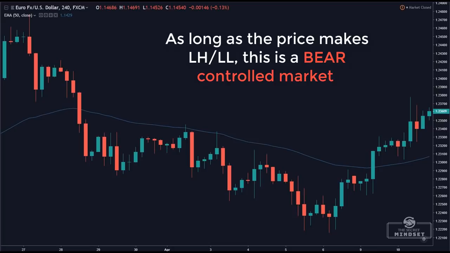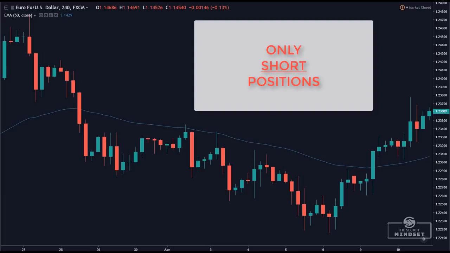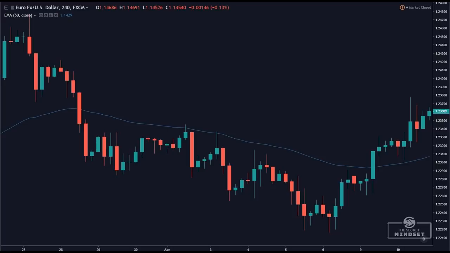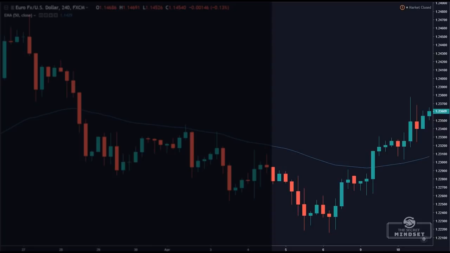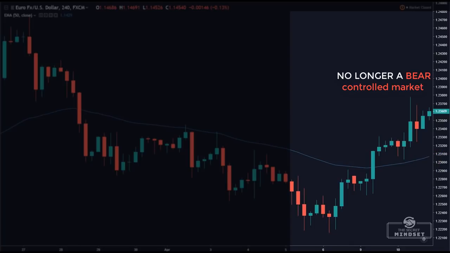As long as the price continues to record lower highs and lower lows, this should be considered a bear-controlled market, and the only trading scenario will involve short positions. In this example, after a strong move downwards, the bulls gained some strength and pushed the market above the moving average. At this point, this is no longer a bear-controlled market.